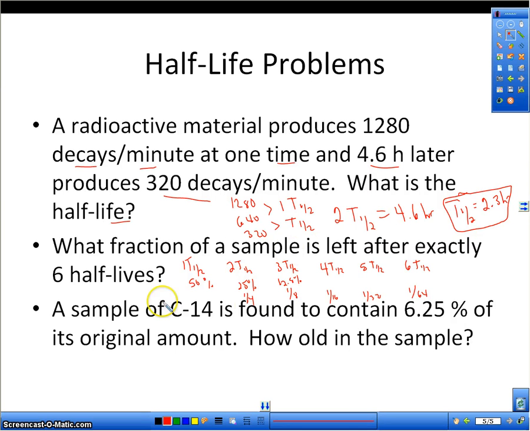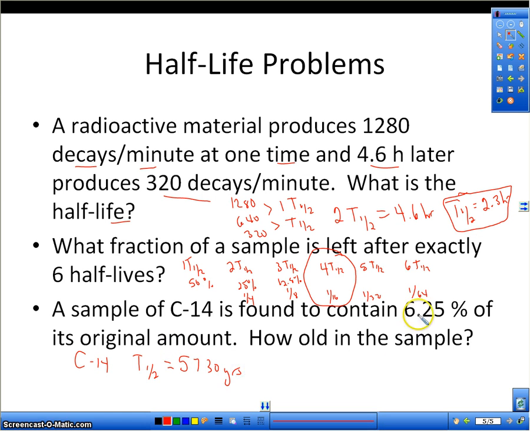All right, and last one, a sample of carbon-14 is found to contain 6.25%. So that's 4 half-lives. That's where 6.25% happens. So how old is the sample? So for carbon-14, you have to look up what the half-life is. When you look up the half-life of carbon-14, it's in the back of your book. Let me see if I have it here. I think it's 5,700 and something. Yeah, 5,730 years is the half-life.